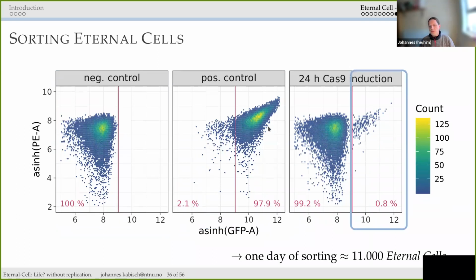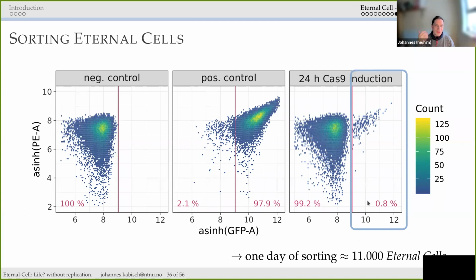And then we sort the cells after 24 hours. And it actually worked. This was, of course, over 1.5 years of work to get to this point, but so far this worked nicely. So with 1 day of sorting, we actually get 11,000 eternal cells.